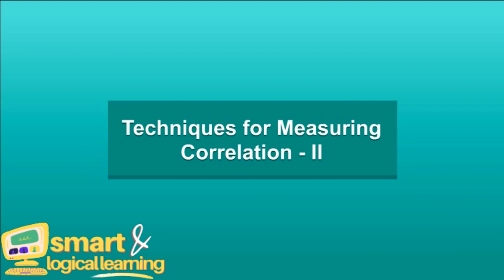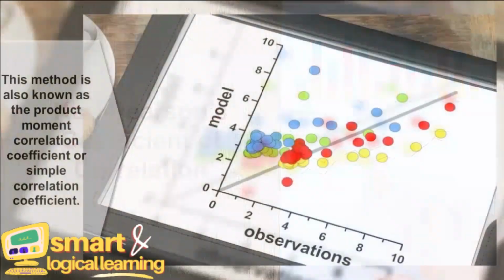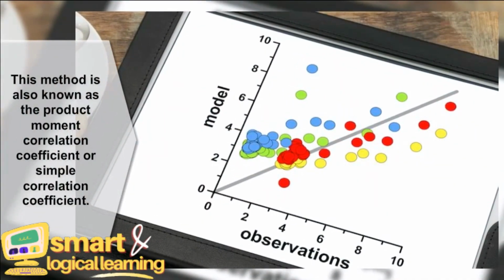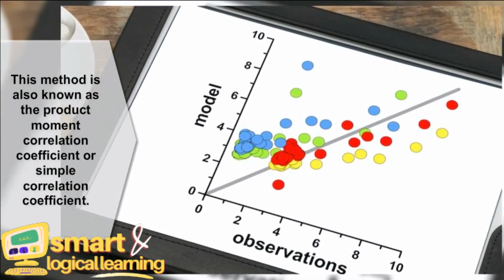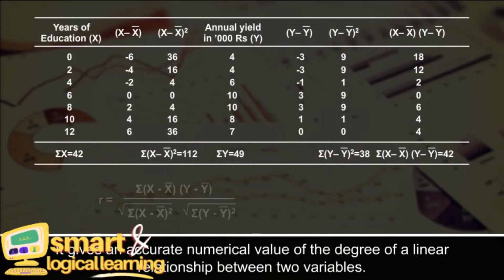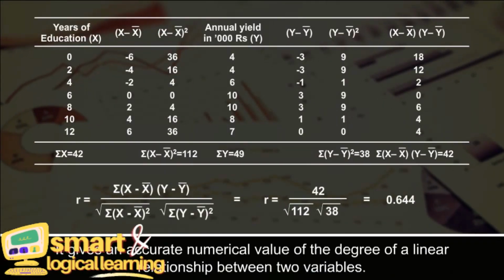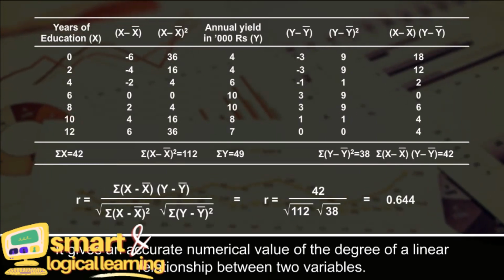Techniques for measuring correlation. 2. Karl Pearson's coefficient of correlation. This method is also known as the product moment correlation coefficient, or simple correlation coefficient. It gives an accurate numerical value of the degree of a linear relationship between two variables.